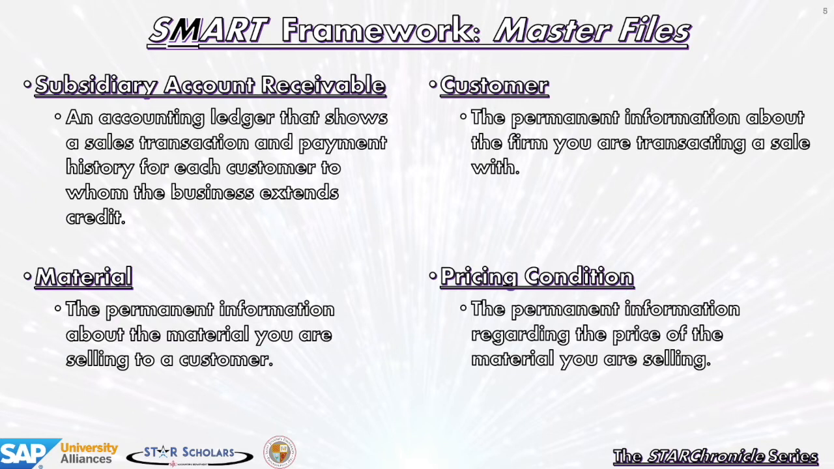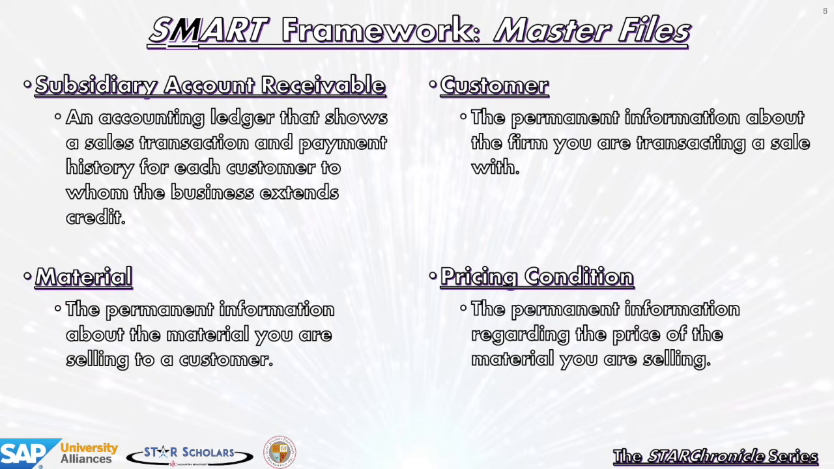Each one of GBI's customers has their very own subsidiary account receivable in GBI's chart of accounts. When the balances of each individual subsidiary account receivable are added together, they equal the balance displayed in the company's consolidated accounts receivable account. The customer master file stores all permanent information about a firm that GBI transacts a sale with.